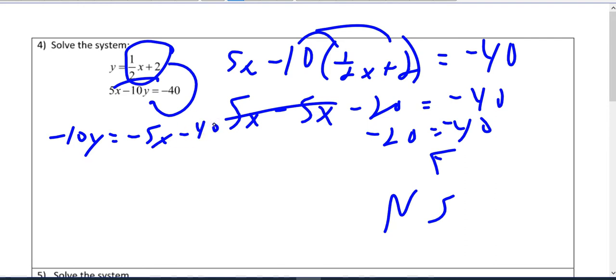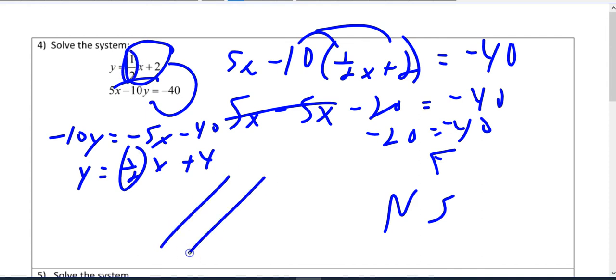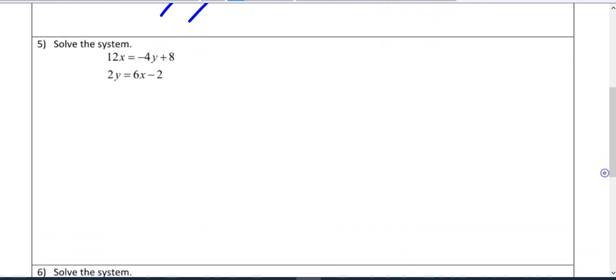And then divide by negative 10, and you get positive 1/2 x plus 4. And notice I have the same slope. They are parallel. Okay? So there are multiple ways to go about solving this problem. This one, there's two ways to do this.